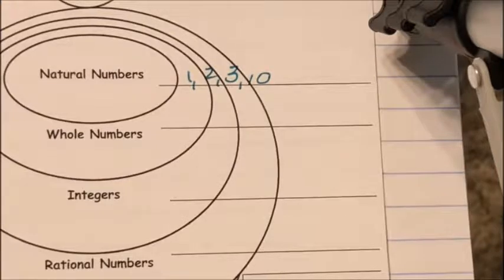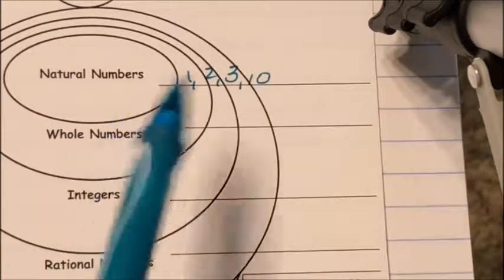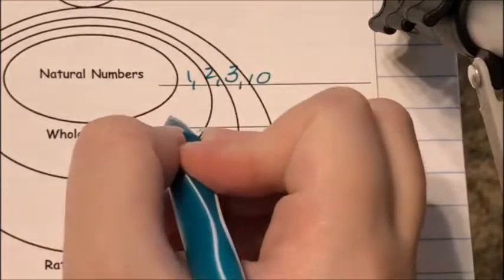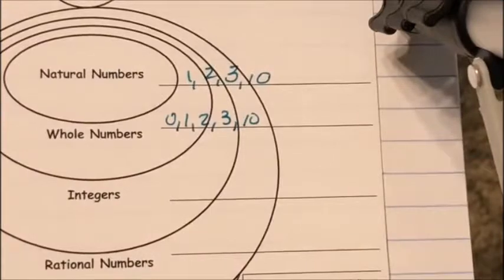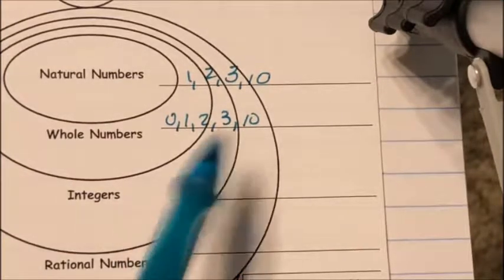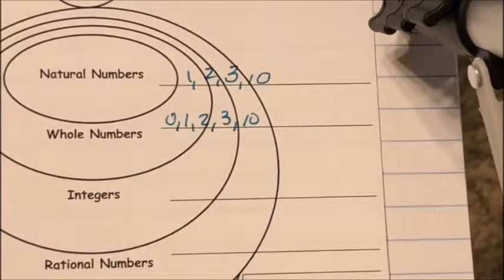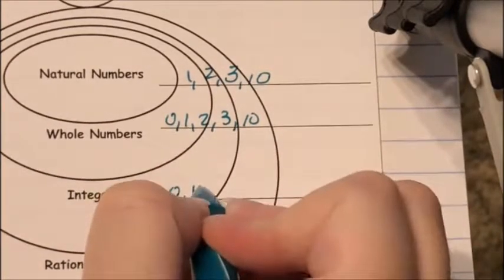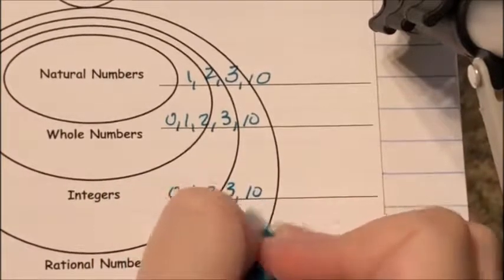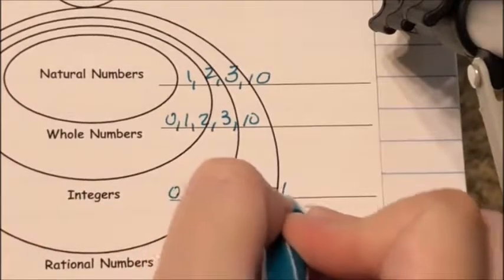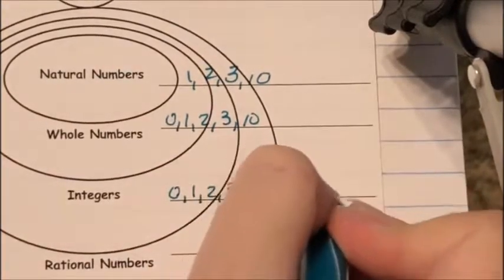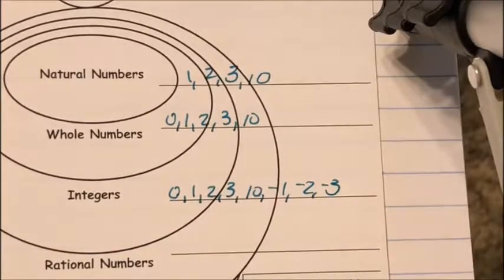Okay, my whole numbers, I add in 0. So they're all my natural numbers plus 0. So I have 0, 1, 2, 3, and 10. Okay, my integers are all my whole numbers plus any negative numbers that are whole numbers. So I have 0, 1, 2, 3, and 10. I also have -1, -2, and -3.